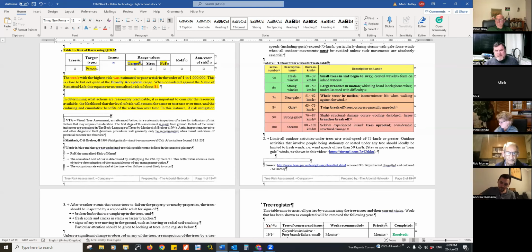So the only time I'm going to ask for a resistograph, tomograph, aerial assessment is if I'm sitting down at maybe one in somewhere between 10,000 and 1 in 100,000.